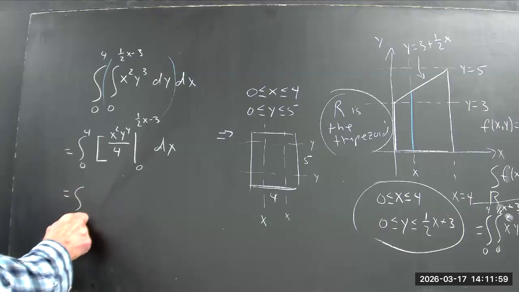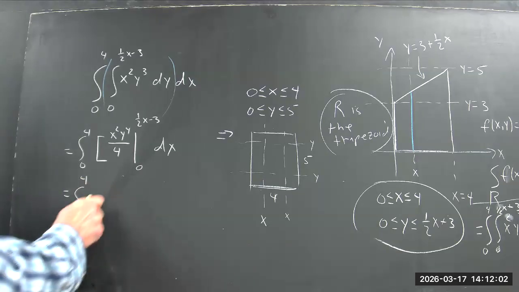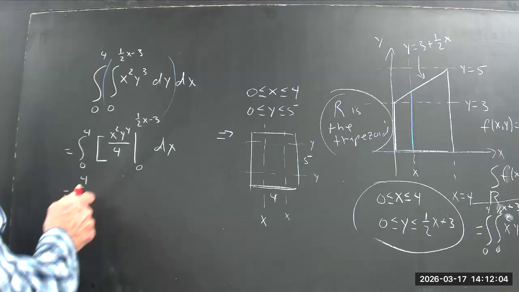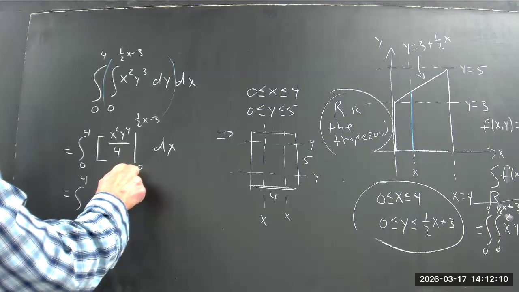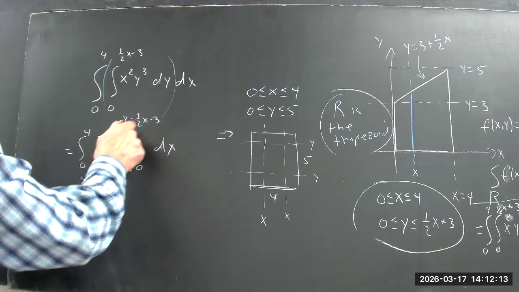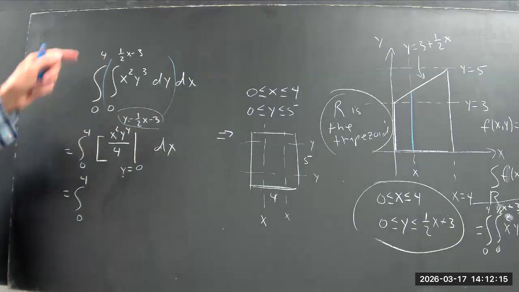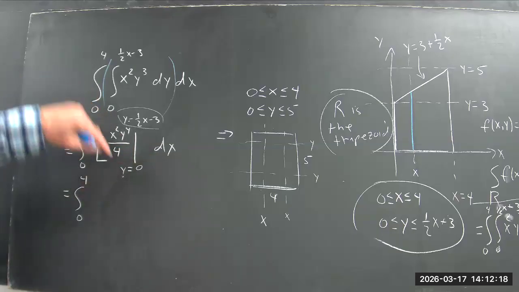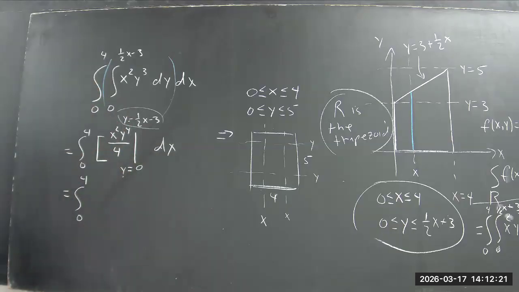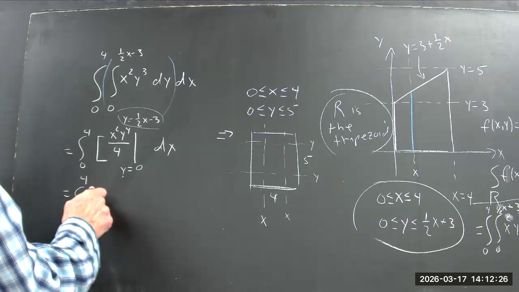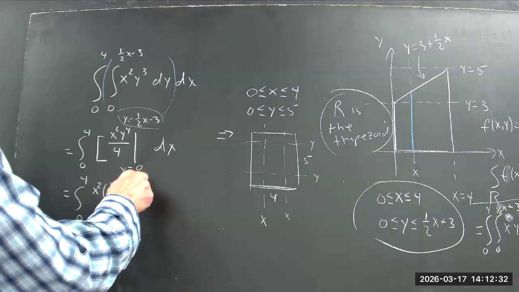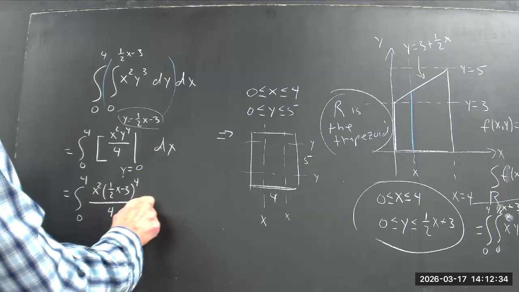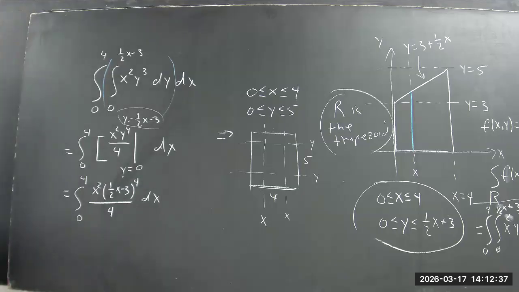Well, if I do that, that's the integral from 0 to 4 of, and we need to be careful. We integrated with respect to y, so I'd like to write y equals 0 here and y equals 1/2 x minus 3 here, which prevents me from accidentally looking at x and substituting these things for x, which would be a disaster. Okay. So that means we have x squared times (1/2 x minus 3) to the fourth power divided by 4 dx.